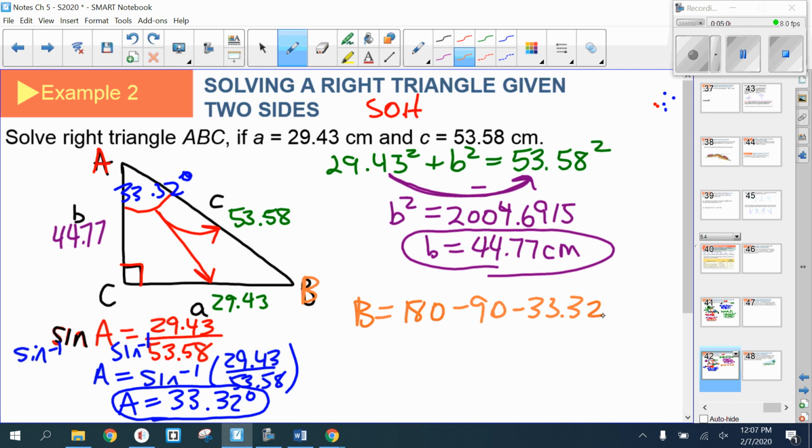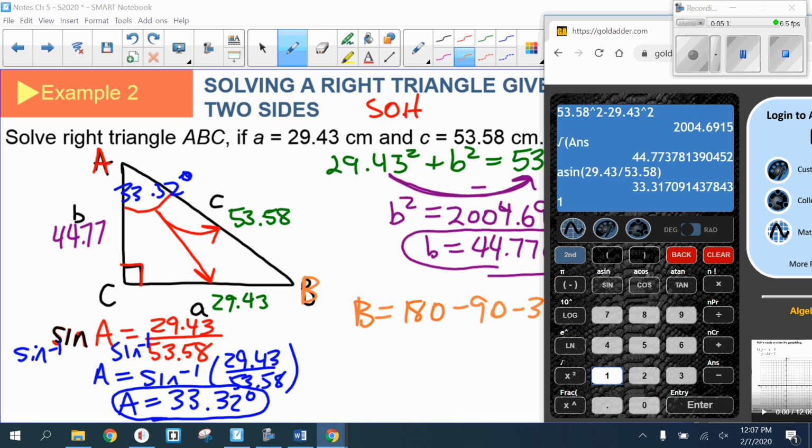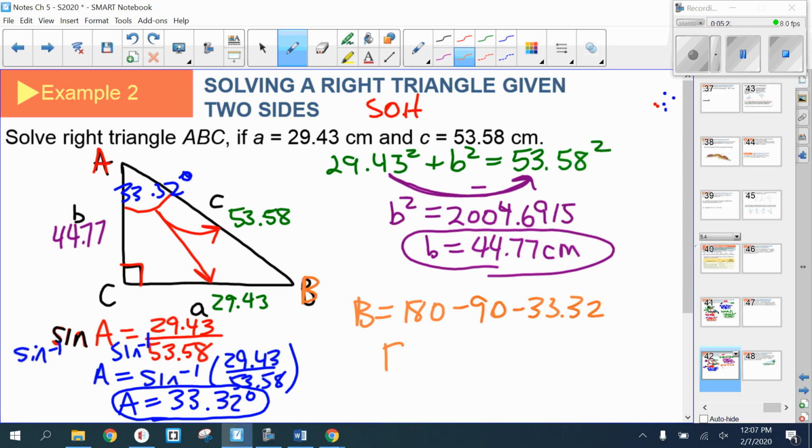You could do SOHCAHTOA again if you want. Do a different trig function or a different angle or whatever. But I would try to find the easiest way. 180 minus 90 minus 33.32, 56.68. B equals 56.68 degrees. Solving the triangle means find all the missing parts. I've got them, so I'm finished.